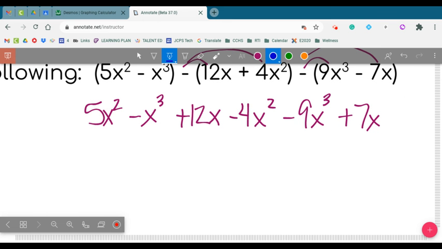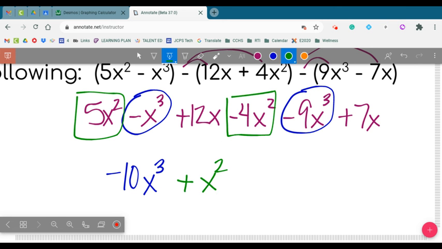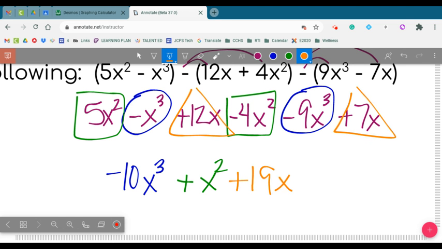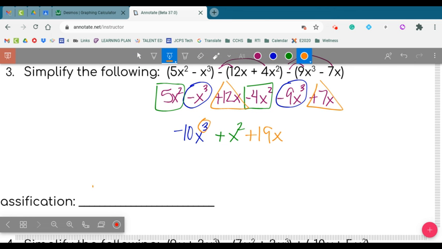Then combine your like terms. So you want to start with your biggest exponent. So negative x cubed and negative 9x cubed is going to give me negative 10x cubed. 5x squared, negative 4x squared is going to give me x squared. And then 12x and 7x is going to give me 19x. Now, if you do not start with your biggest exponent, that is okay. Just make sure you're writing it in order from biggest exponent to smallest exponent, and your sign stays with it. So on this one, my biggest exponent is 3. So this is going to be cubic.